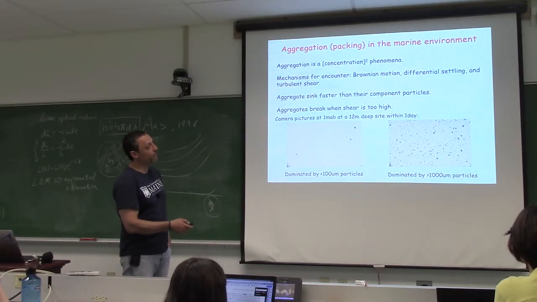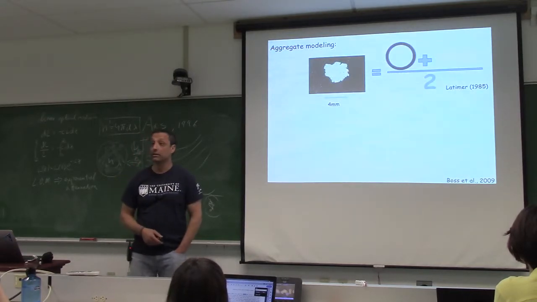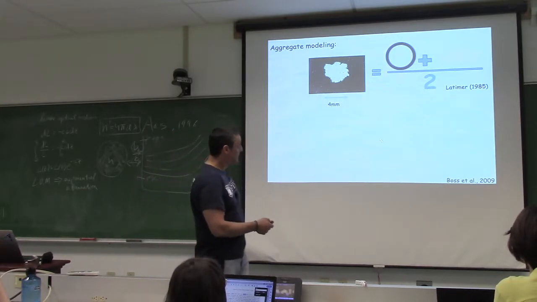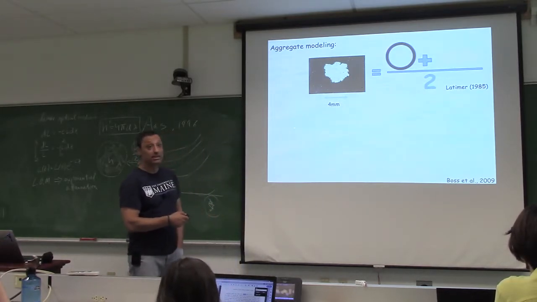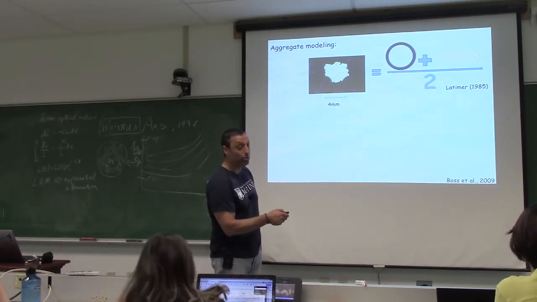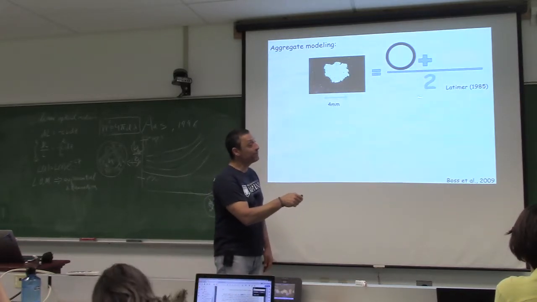Okay, and this is 12 meter in a. So, how do you model an aggregate? You go to the literature, and you find a paper by Latimer, and he tells you, well, it's not a very bad assumption for an aggregate to assume a non-spherical particle and a shell, and you take these two models and divide them by 2.